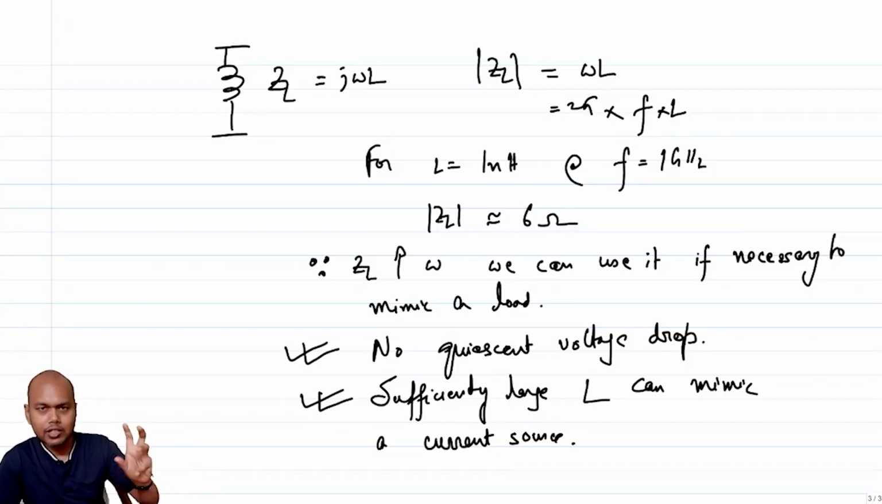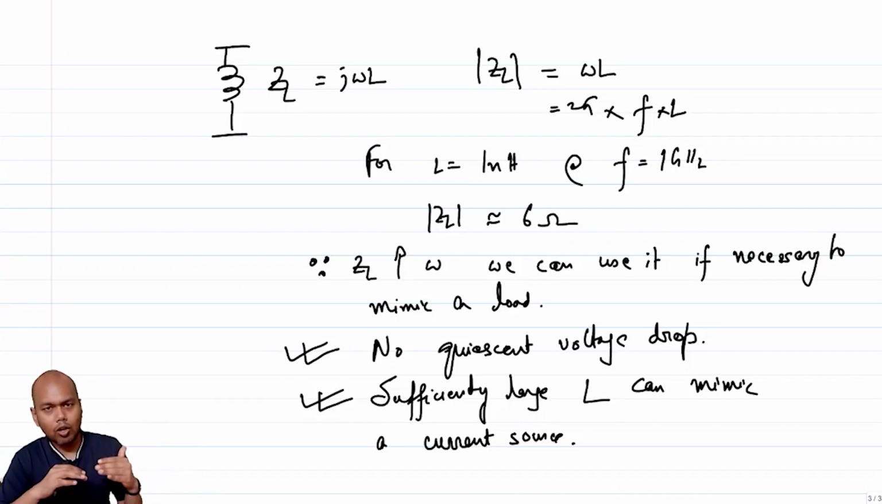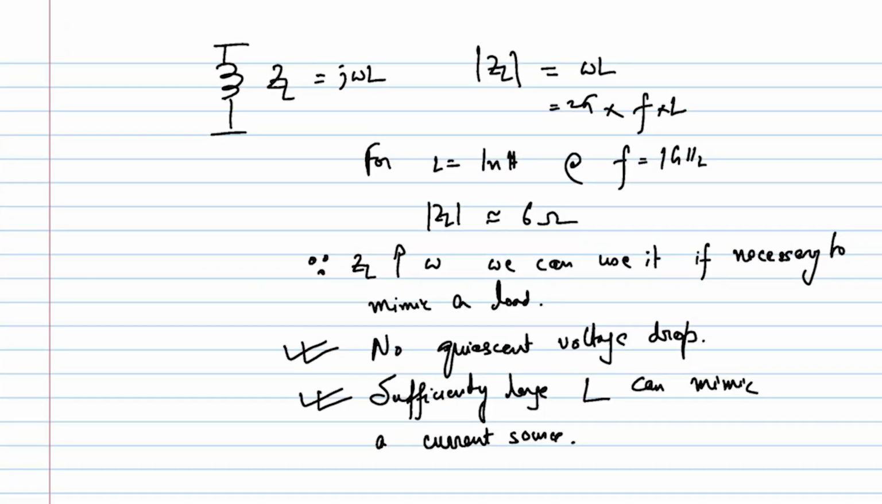Just like a sufficiently large capacitor can act as a battery, because a capacitor is a storage of voltage, and a sufficiently large capacitor does not allow its voltage to change, and it also gives you short circuit impedance to signals of certain frequency and above. Similarly, a sufficiently large inductor can resist any change in current and provide an open circuit impedance to signals of certain frequency and above. But the key thing is an inductor does not have any quiescent voltage drop.